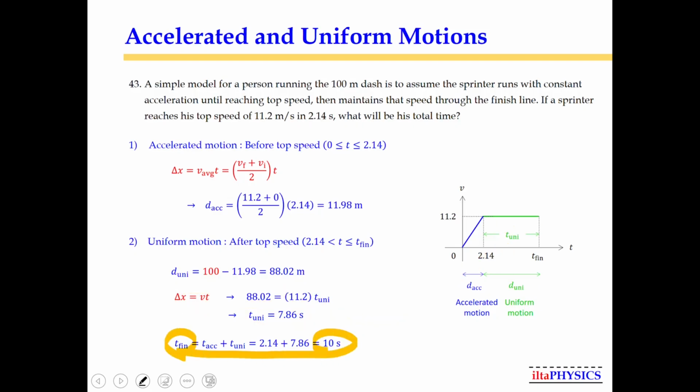This problem also featured a combination of accelerated and uniform motion, and we solved it by calculating each part separately. So far, we have solved various types of one-dimensional uniform and accelerated motion problems together. I hope you practice a lot to get used to applying the right formulas to the given conditions.